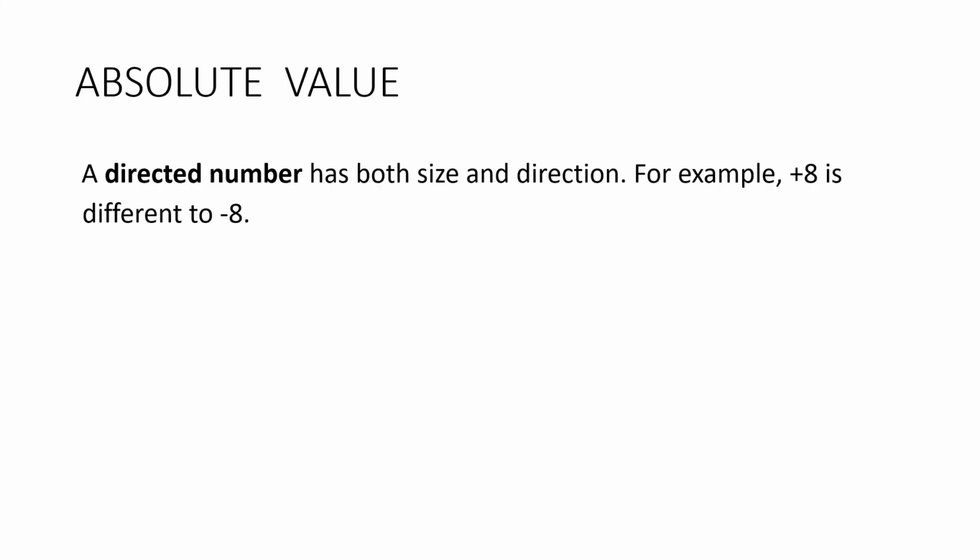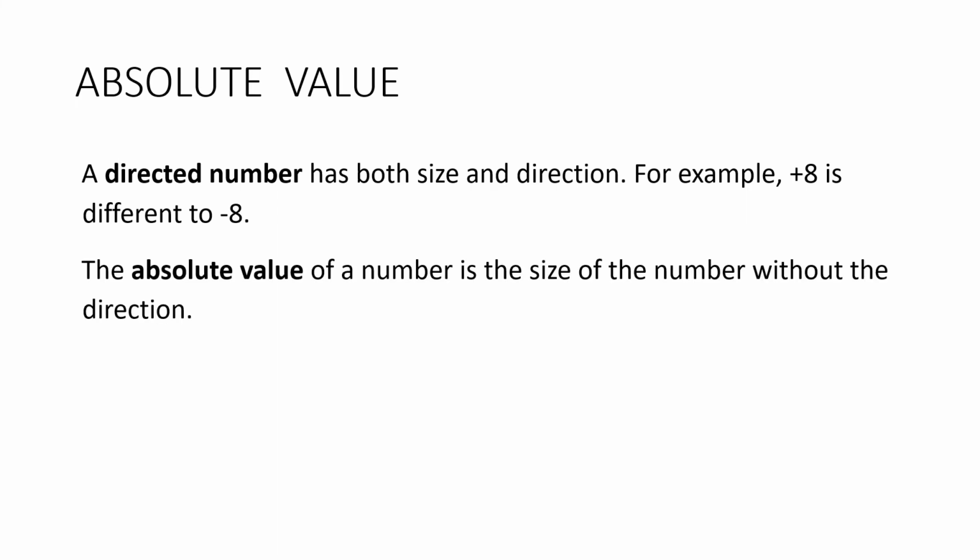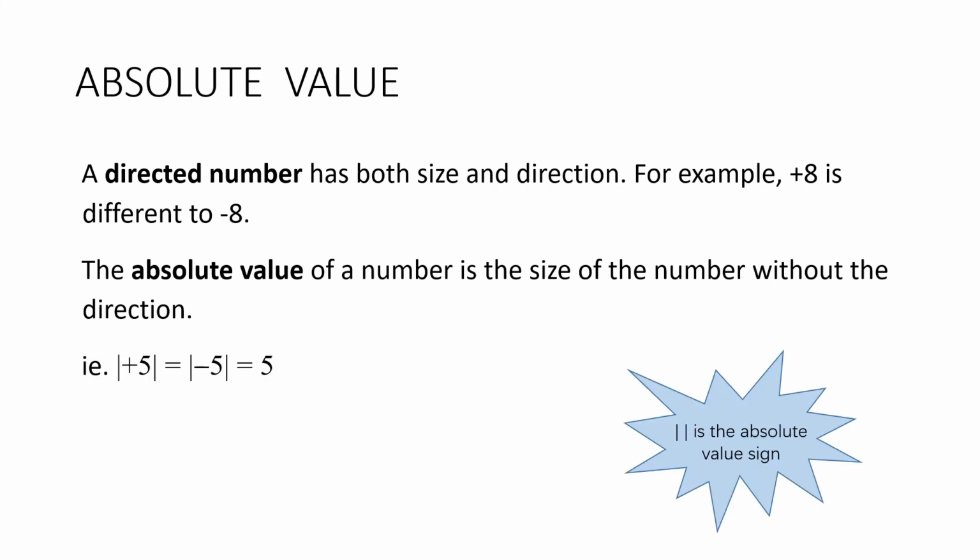A reminder that a directed number has both size and direction, and you learnt this in Year 7. For example, positive 8 is different to negative 8, but the absolute value of a number is the size of the number without the direction. So this is what we write. These are the absolute value signs. The absolute value of positive 5 is equal to the absolute value of negative 5, and it's just 5.